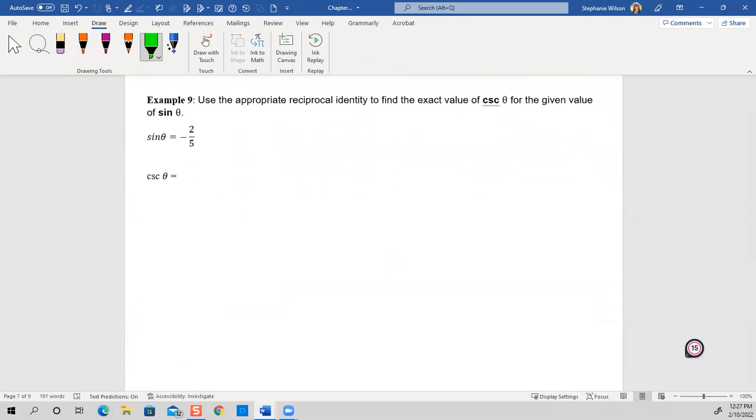Number 9. Number 9 says, use the appropriate identity to find the cosecant for the given value. Well, we know cosecant is the reciprocal of sine. Well, if sine is a negative 2/5, well, then I know that cosecant is a negative 5/5, or excuse me, 5/2. So that was, you know, and if you need to, I would write a note to yourself over here, 1 over sine. Well, and they said sine here was a negative 2/5. I'm just showing you the algebra or the basic math.